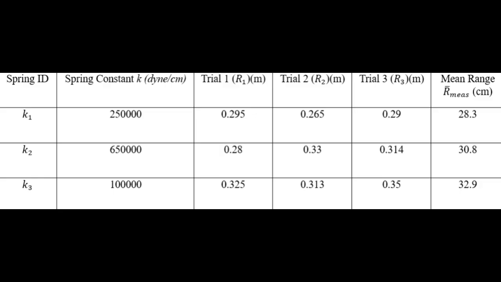In this part, to estimate the spring constants, I placed a 1 kilogram mass on top of each of the three springs and measured how much they compressed. Based on these compression values, I rounded their spring constants to the approximate values shown in the table. After doing this experiment 3 times on each spring, I've calculated the mean range. I'll use that mean range to calculate the error with the theoretical range.